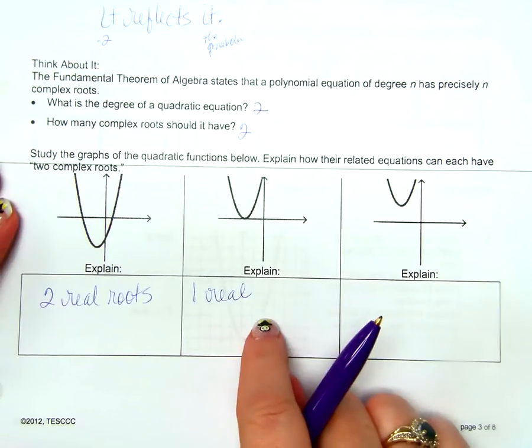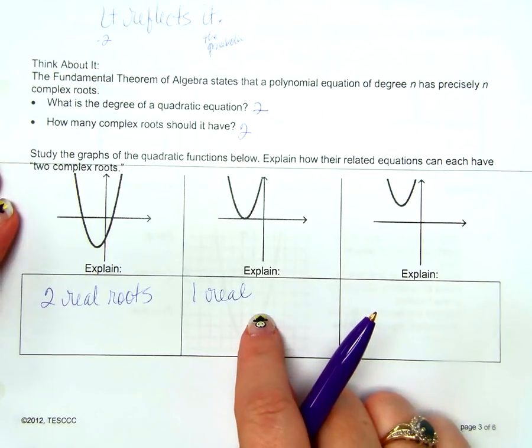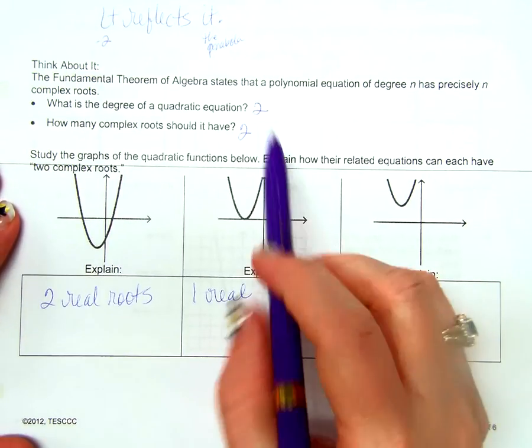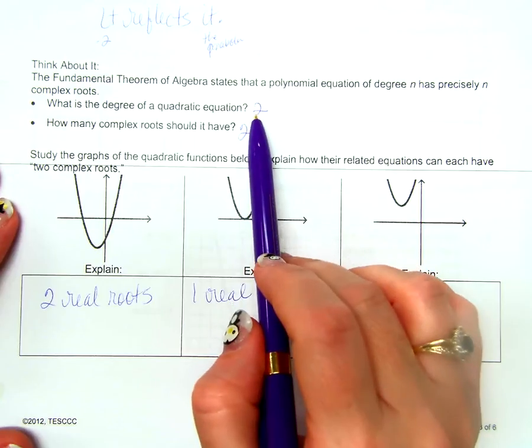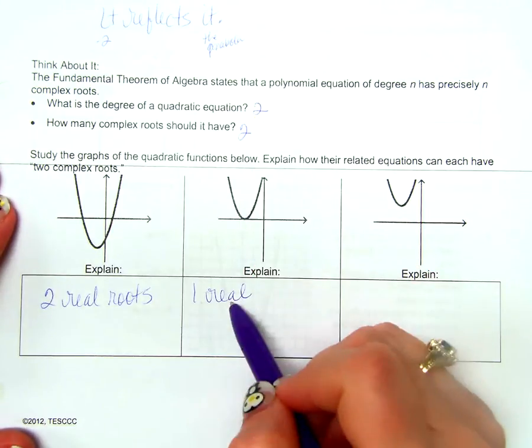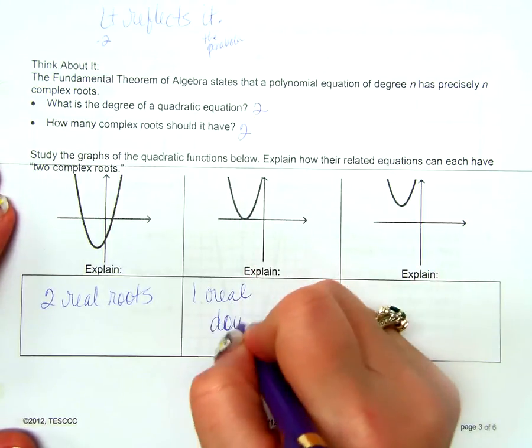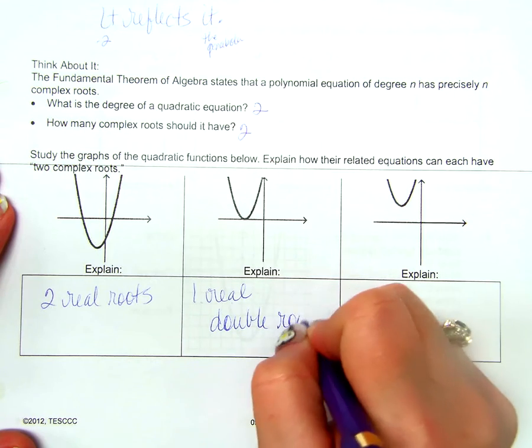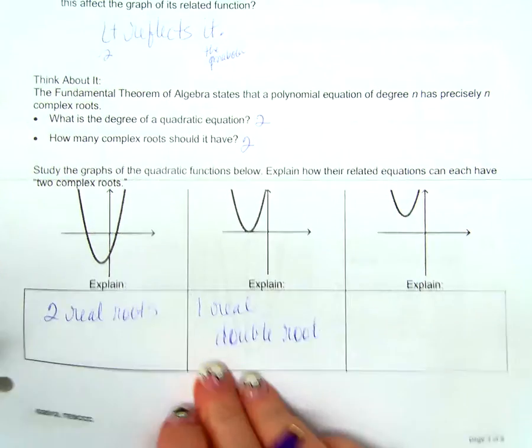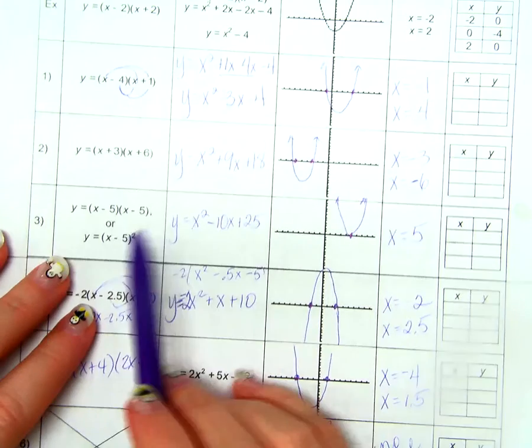This is where I was telling you it has a special name. Okay? Because there's supposed to be 2. This says there's supposed to be 2, right? There's 1 real double root. This is when it looks like this.